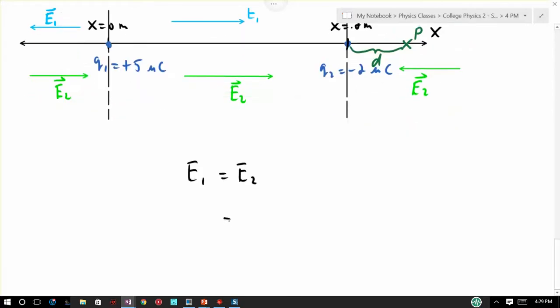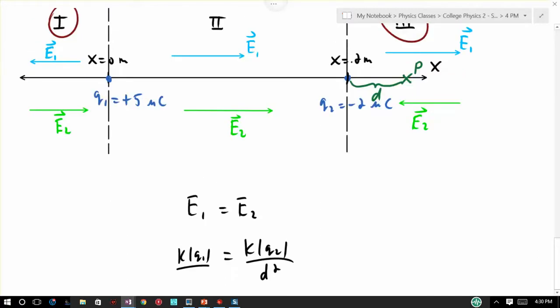So this here is KQ2 over D squared, right? That's the amount of the field for Q2. It obviously depends on D, but the point is we're trying to find D, right? Okay, so for E1, it's the same sort of thing. It says it's KQ1, but it's divided by the distance between Q1 and this point squared, right? So what's the distance from Q1 all the way to this point P that we randomly picked over there?